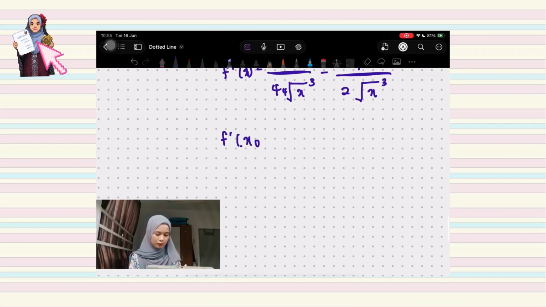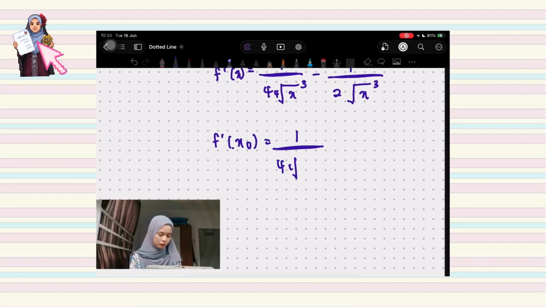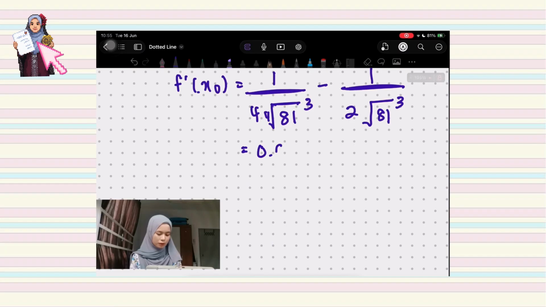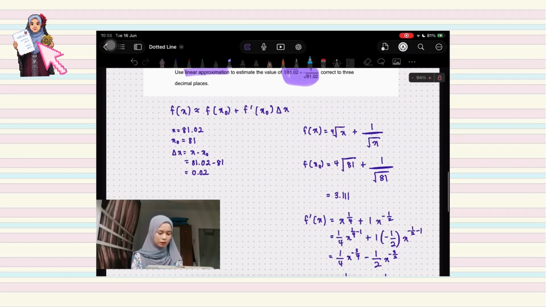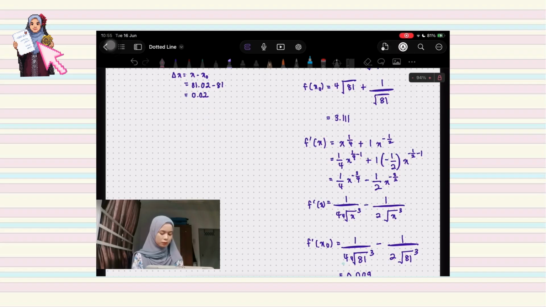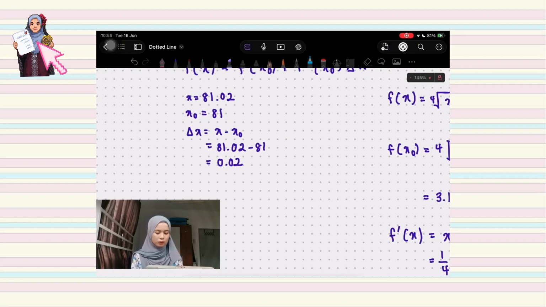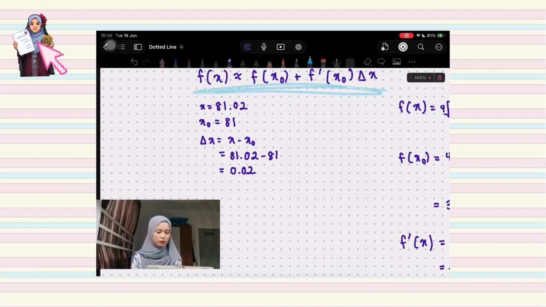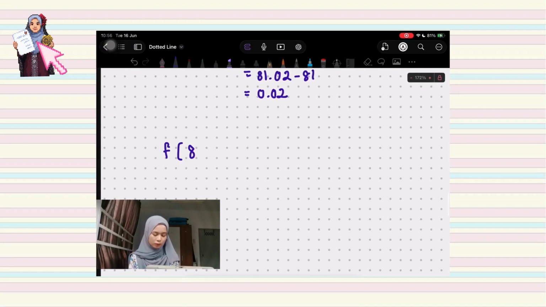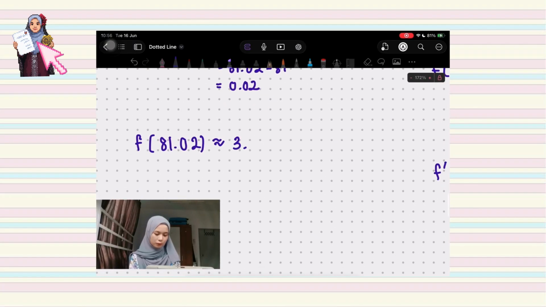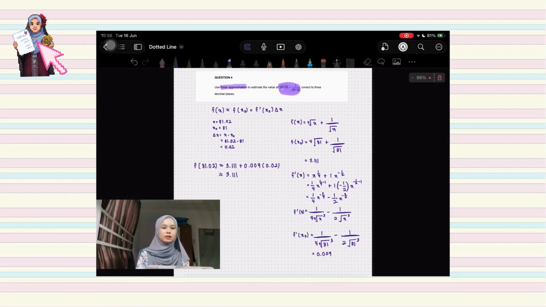So f prime(x naught) equals 1 over 4, substituting the value of x naught in the cube. The answer that we got is 0.009. Now that we have the f(x naught) value, f prime(x naught) value, and delta x value, we can substitute all these values into the formula. f(81.02) is approximately 3.111 plus 0.009 times 0.02. So the answer that we got is 3.111. That's all for me. Thank you.